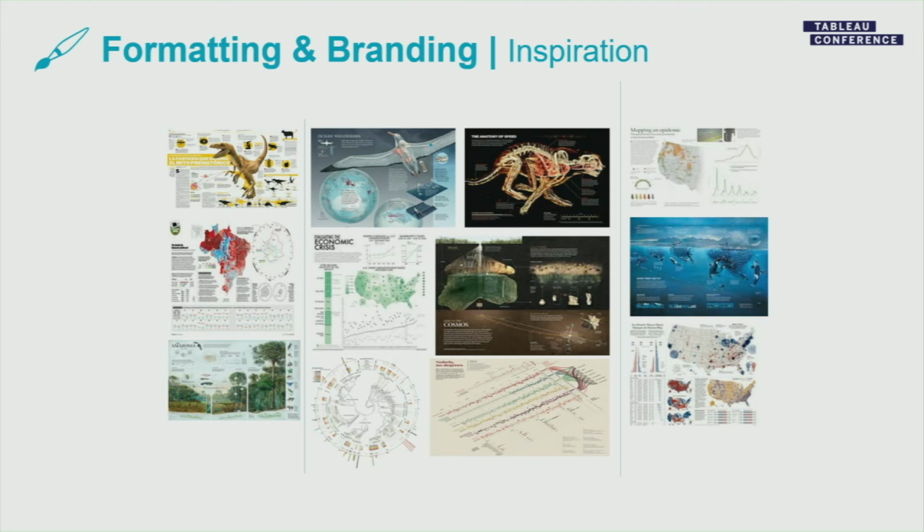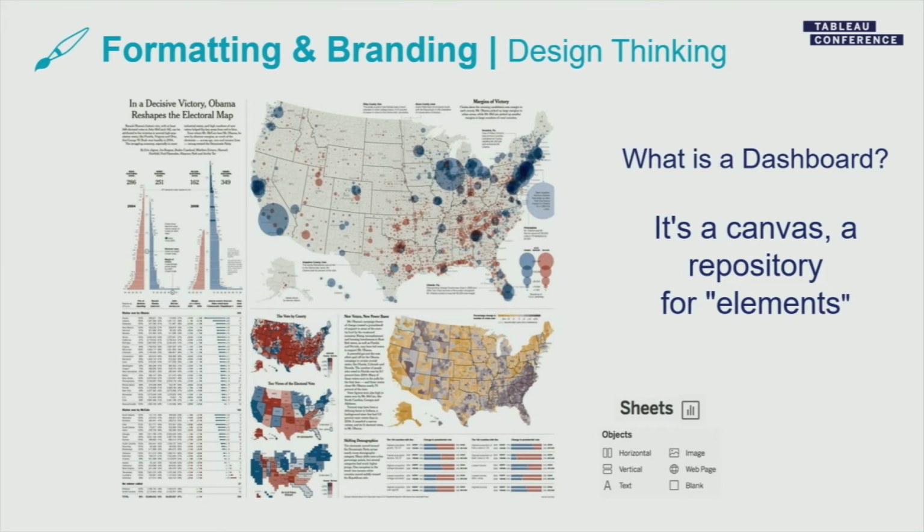And I said, what do you mean? And he goes, well, you could make one of those. All you've got there is different certain elements, and you can use your dashboard as a canvas. So we take one of those. I just love this anyway. It's nice. Look, in a decisive victory, Obama reshaped the electoral map.